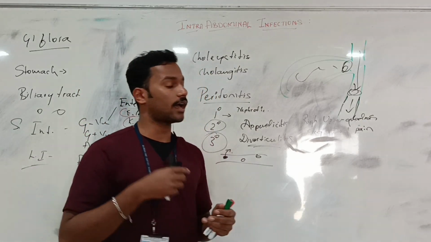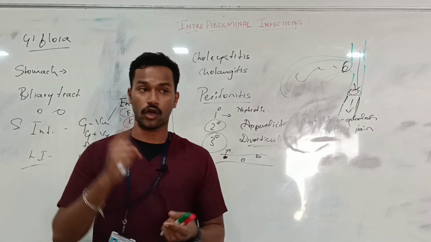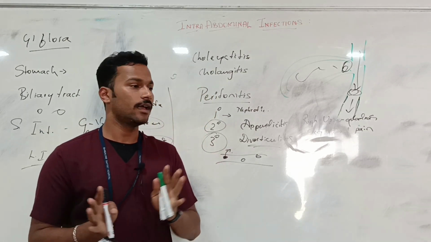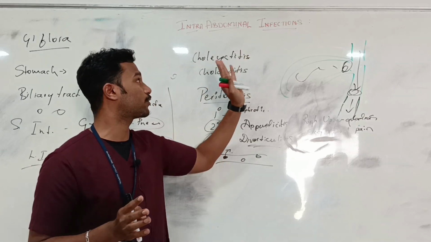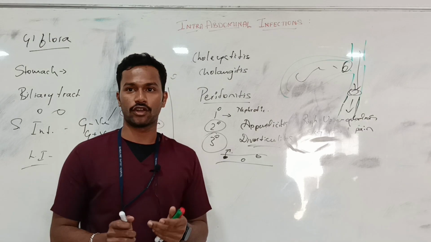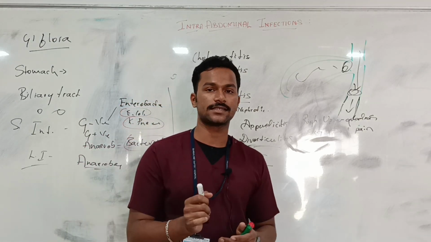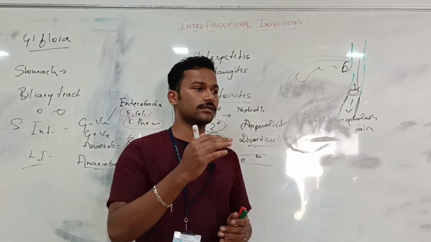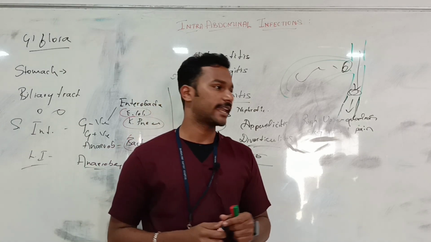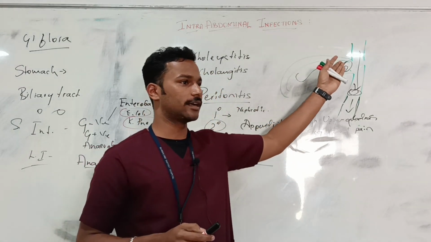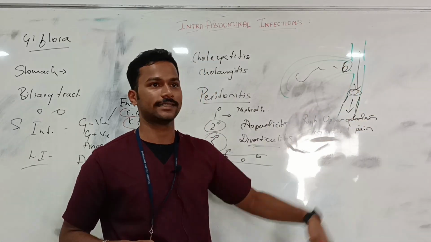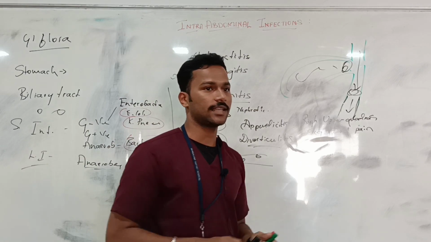Other clinical manifestations are nausea and vomiting. So these are the main presentations of cholecystitis and cholangitis. Now coming to the diagnosis. Mainly the diagnosis is ultrasonography or ultrasound scanning, where you will find the gallstone or the stone in the biliary tract system. So these are the main things.